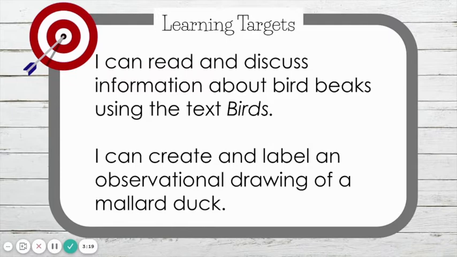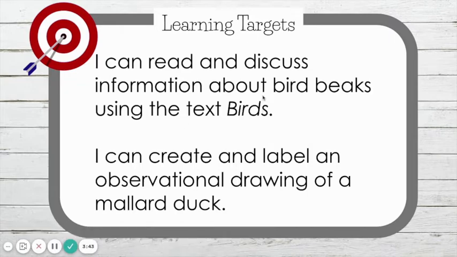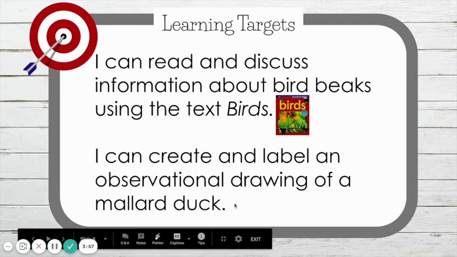Let's take a peek at our learning targets. Our first target says, I can read and discuss information about bird beaks using the text Birds. And number 2 says, I can create and label an observational drawing of a mallard duck. Let's look at this first target. We are going to read and discuss information about what? About bird beaks. And we'll be using that text, Birds. Let's start with this learning target, and then we'll do this one for independent work.